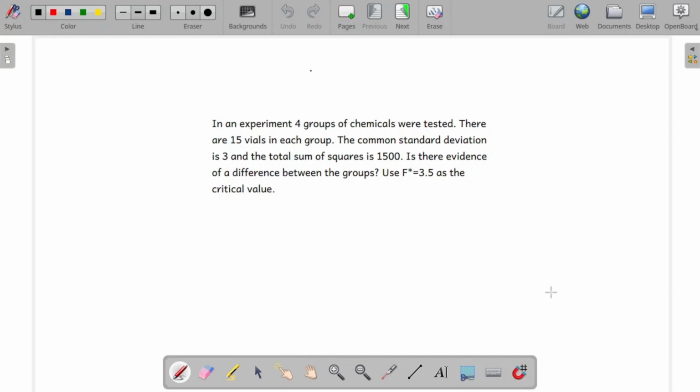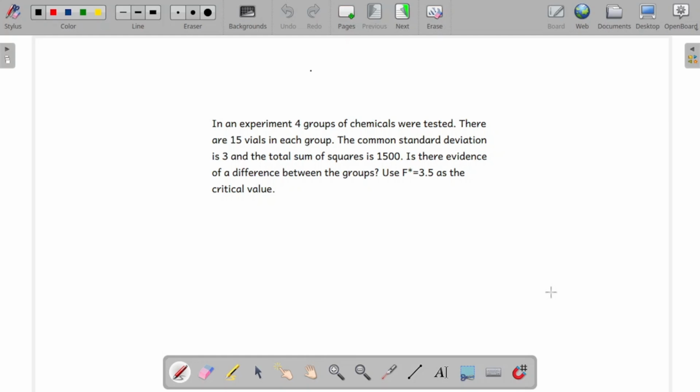This is a longer worked example for analysis of variance. So the problem is shown on the screen. In an experiment, 4 groups of chemicals are going to be tested, and we have 15 vials in each group. We're told the common standard deviation is 3, and the total sum of squares is 1500.